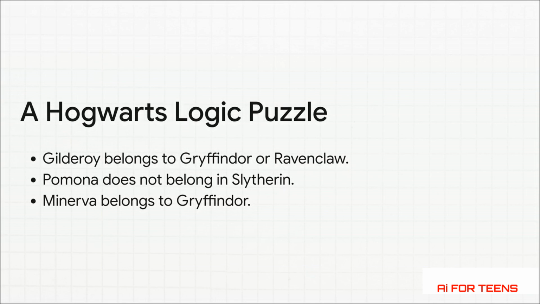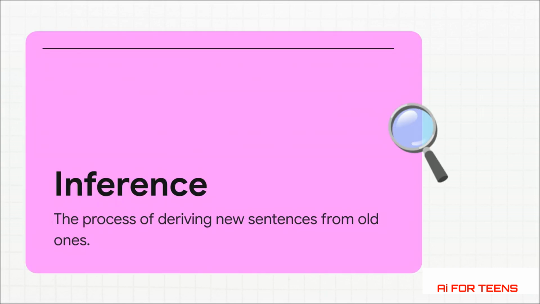Let's make this more concrete with a quick example, a little Hogwarts logic puzzle. We can take these plain English rules and translate them directly into logic. So Gilderoy is in Gryffindor or Gilderoy is in Ravenclaw becomes one logical sentence. Not Pomona is in Slytherin becomes another. Each one of these sentences gets added to our knowledge base. And this is where the magic really happens. The process of using the knowledge base to figure out new facts is called inference. This is the AI's version of deduction.